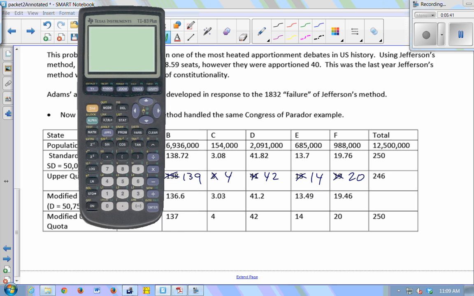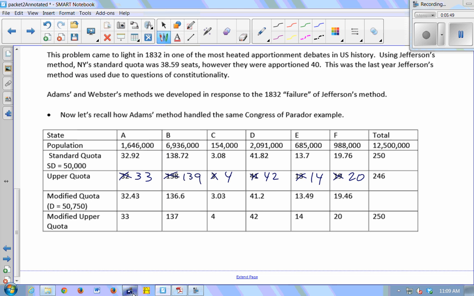I lost track. 252? Okay, thank you. All right, so that adds up to 252.